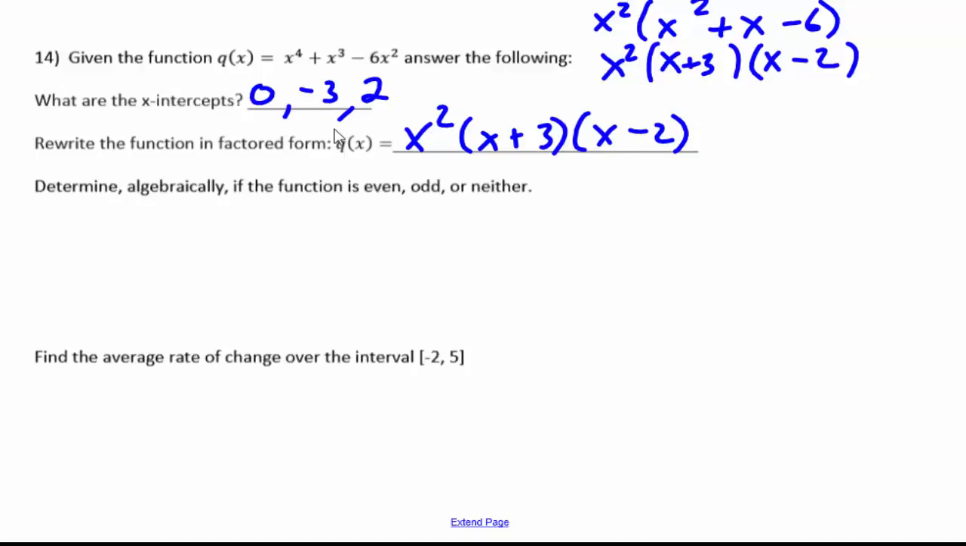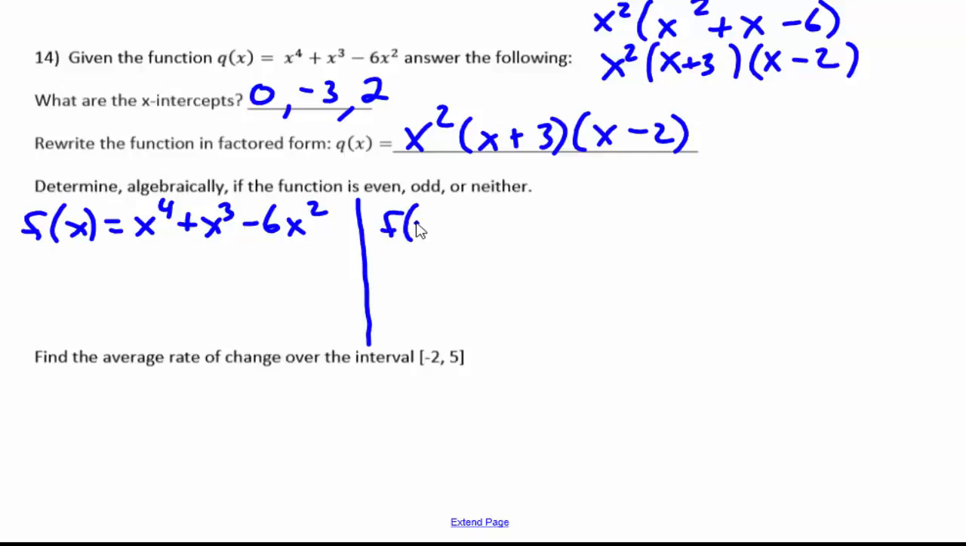Determine algebraically if the function is even, odd, or neither. Okay, so in order to do that, we have f of x, and that's x to the 4th plus x to the 3rd minus 6x squared. You need to do f of negative x, and you have to do negative f of x. So let's do both of those.